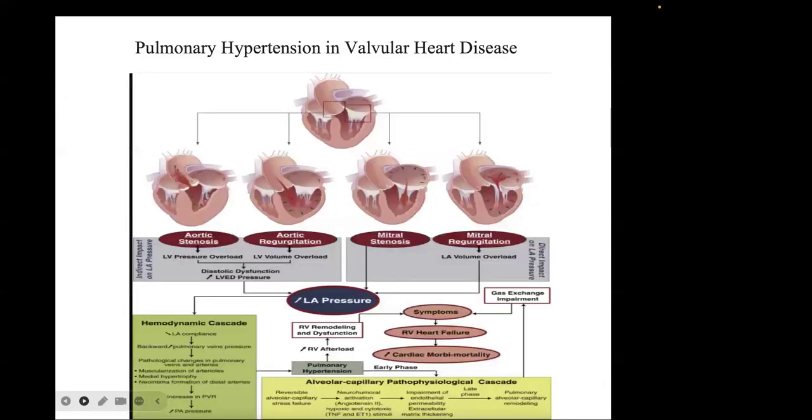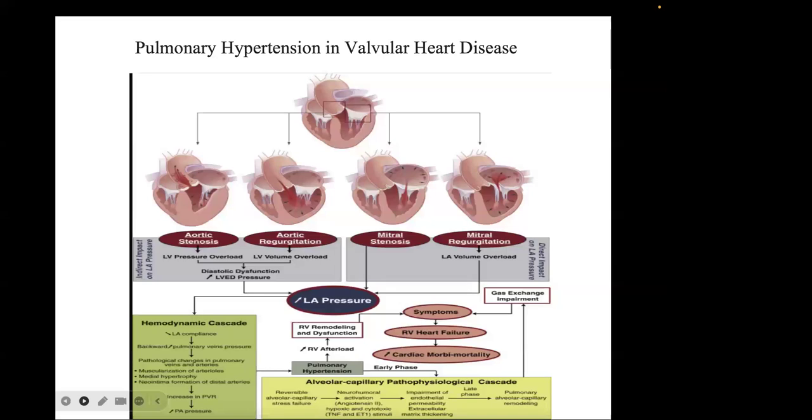Pulmonary hypertension in valvular heart disease: aortic stenosis, aortic regurgitation, mitral stenosis and mitral regurgitation. Aortic stenosis and aortic regurgitation have an indirect impact on LA pressure: LA pressure overload and LA volume overload, with diastolic dysfunction increasing left ventricular end diastolic pressure, which increases LA pressure. Mitral stenosis and mitral regurgitation have a direct impact on LA pressure, increasing LA volume overload and LA pressure.